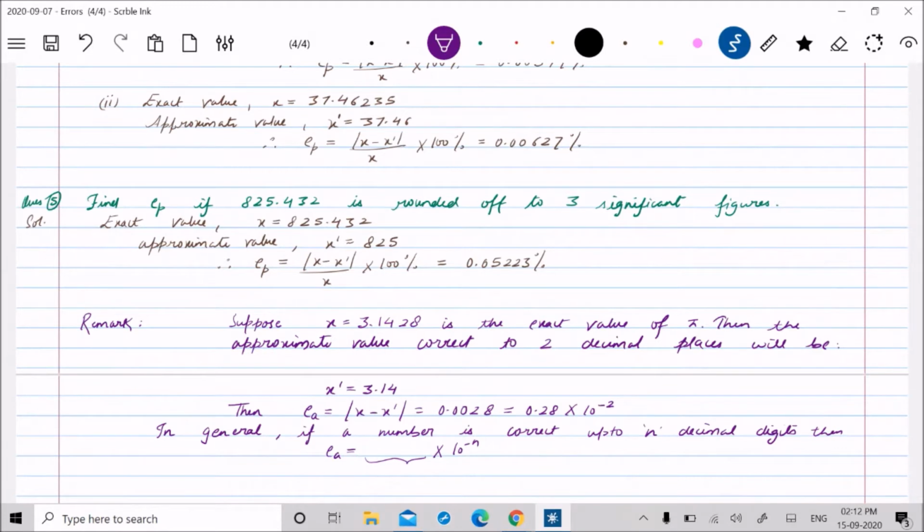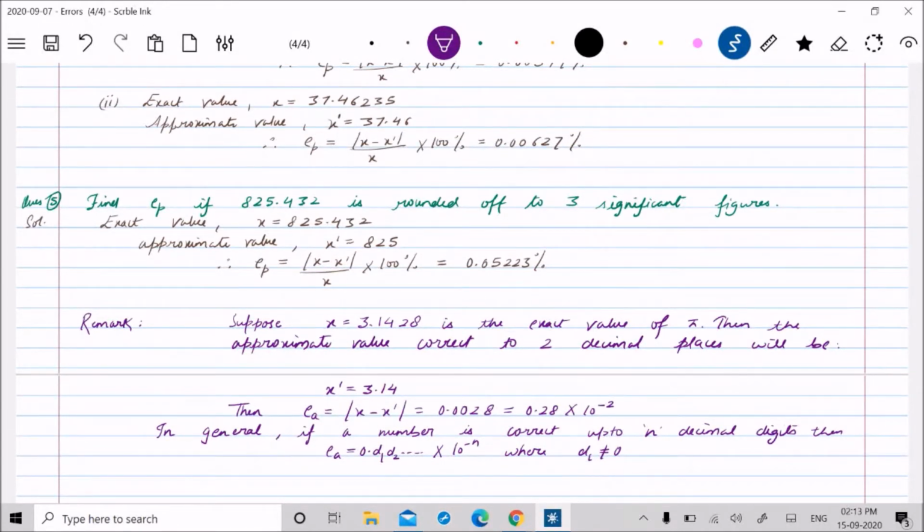Fine, that's fine. So you accept that if you write a decimal number like we wrote x is equal to 3.1428 correct to 2 decimal places, then we got 10 to the power minus 2 in the absolute error. And if I want to write a number correct to n decimal places, then I will be having 10 to the power minus n here. Is it right or wrong? 0.d1 d2 dash dash dash. d1, d2, d3 are just digits. d1 is non-zero, where the first digit should be not equal to 0.